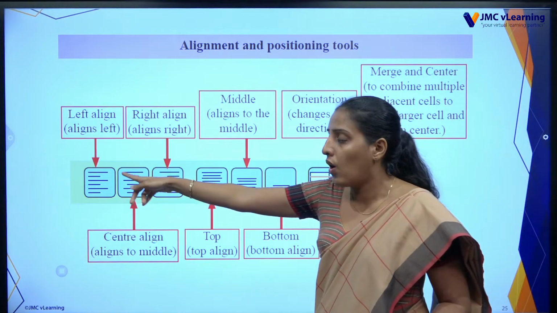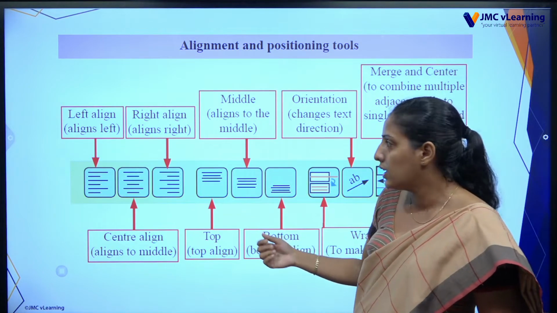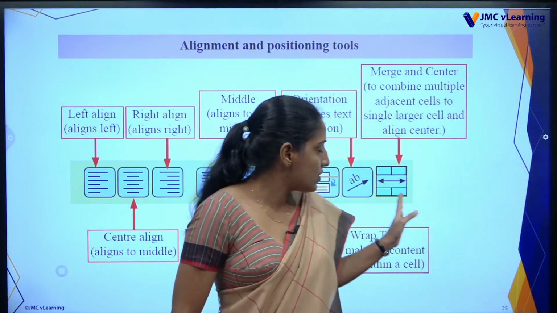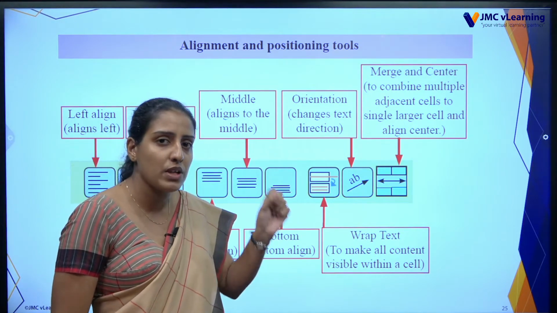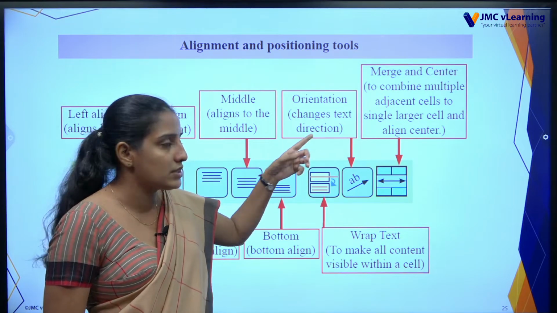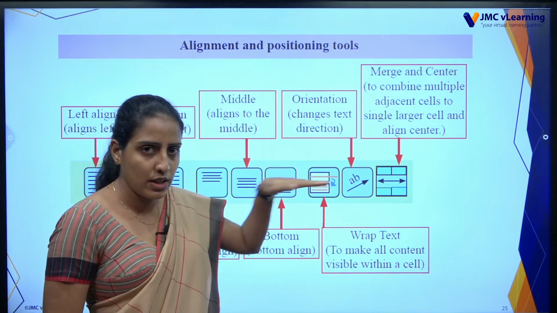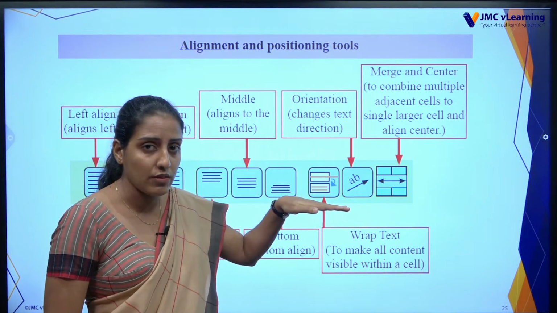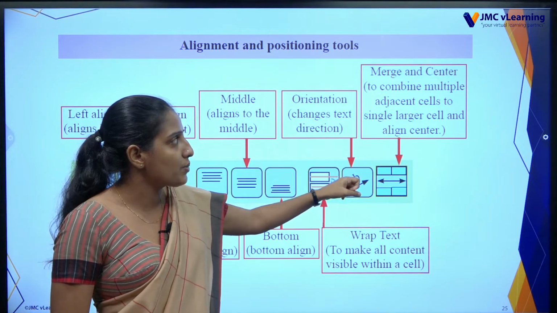This is for horizontal alignment. This is for vertical alignment. And you can use the wrap text option to make all content visible within a cell. And this is the orientation option, which changes the text direction. We are writing everything in the horizontal way, but you can change it to any direction by using this option.